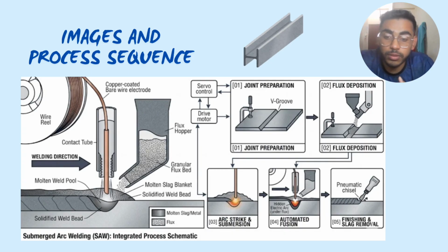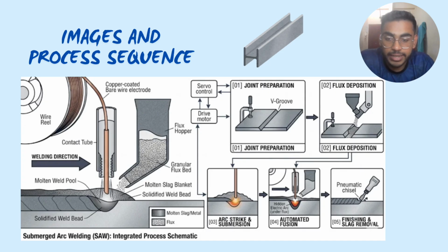Now let's take a look at the integrated process schematic on screen, which illustrates both the physical welding mechanisms and the sequential engineering workflow of submerged arc welding. If we look at the diagram on the left, we can see how the hardware functions. A copper-coated bare wire electrode is continuously fed from the wire reel through a contact tube. Simultaneously, the flux hopper dispenses a granular flux bed directly over the joint line in the direction of the weld.